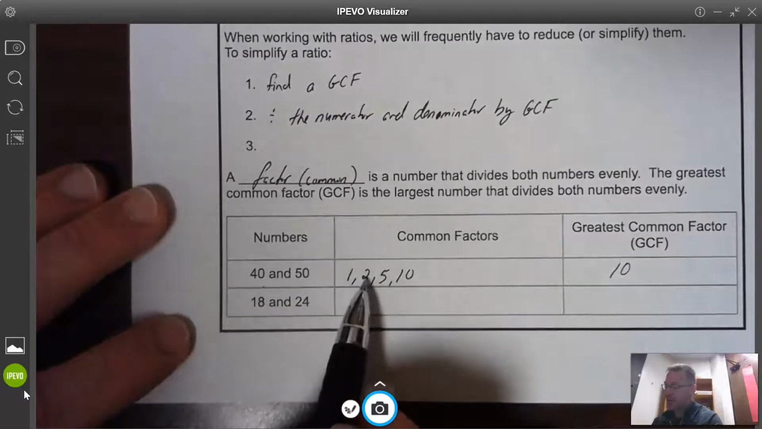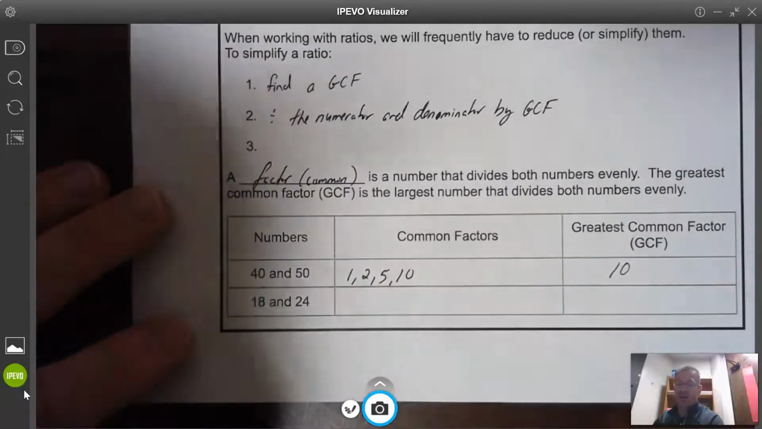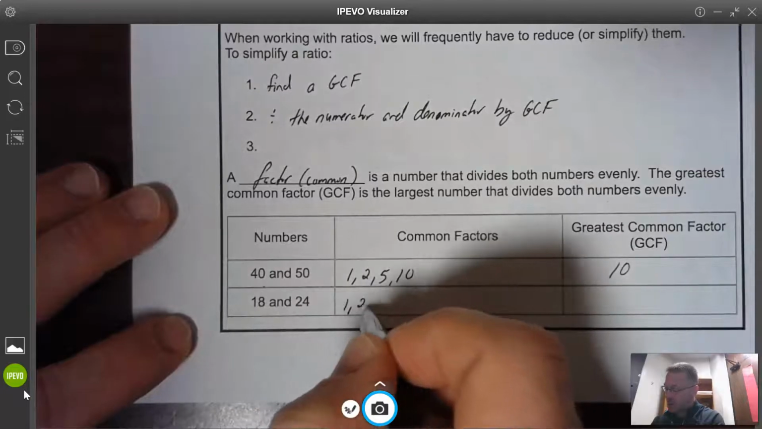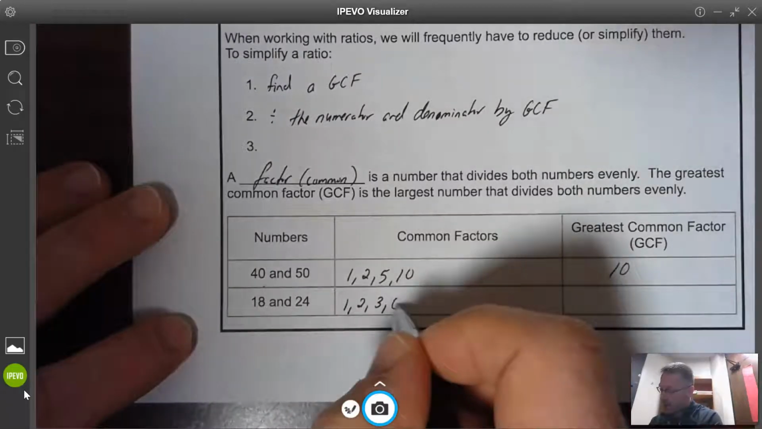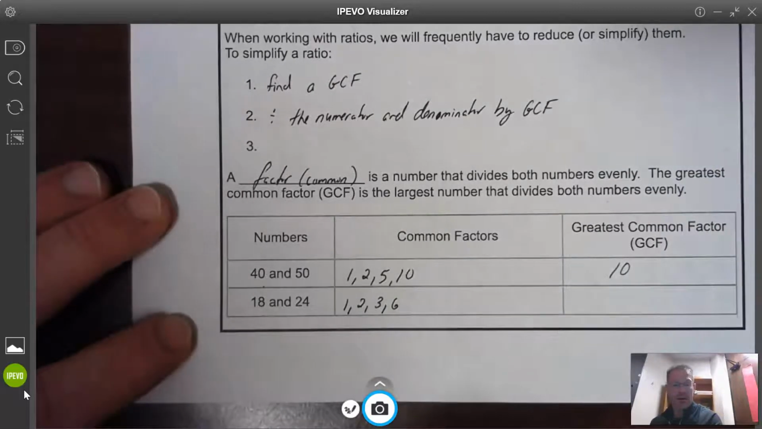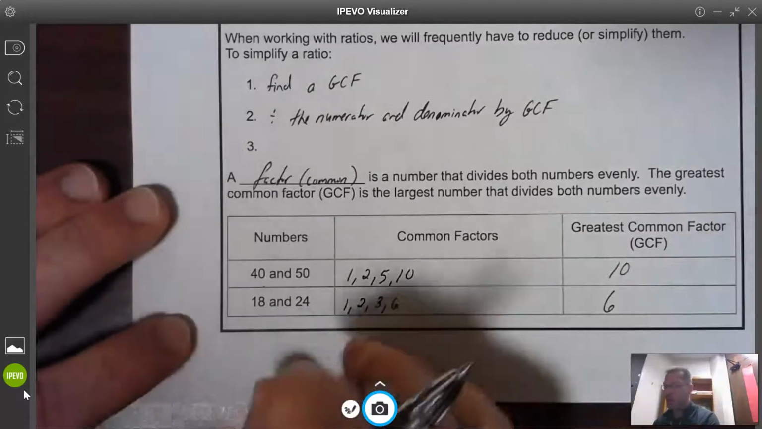Okay, and notice I could divide by any of the factors, but it's just not going to be fully reduced, so I might have to pick another factor and divide and keep going. So when I think about 18 and 24, I have 1, 2, 3, and 6. All right, and then once again, you can see that the greatest common factor for this would be 6 here.